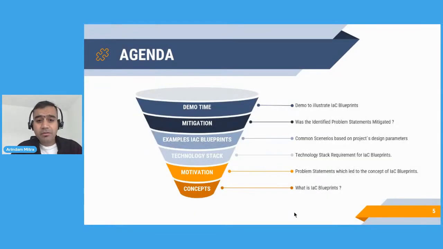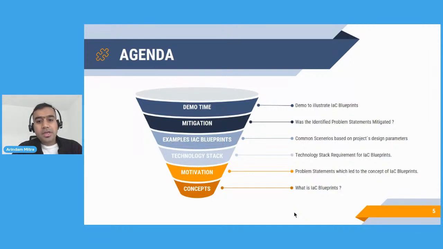So this is the agenda I have brought together. The agenda is very simple. I'm going to explain the concepts of infrastructure as code blueprints, what exactly it is, and then what my motivation was which led to the concept. Then, of course, the technology stack involved in it. Examples of infrastructure as code blueprints. What are the scenarios which you can build yourself, in order to help the organization or help your team. So those kind of real world examples.